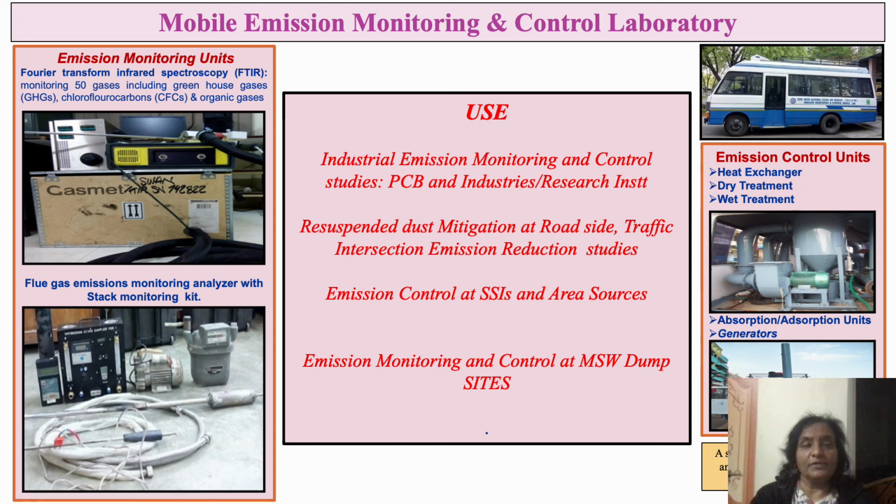These are some of the examples or case studies that we have done, like a mobile emission monitoring and control lab developed by CSIR NEERI, wherein we have emission monitoring and emission control units that are designed in the van. This can be used for industrial emission monitoring and control. PCB and industries and research institutes can use it. Then resuspended dust mitigation at roadside and traffic intersection can be done through this. Then emission control at SSIs and area sources can also be undertaken by this, and emission monitoring and control at MSW dump sites, this study can also be undertaken by this.